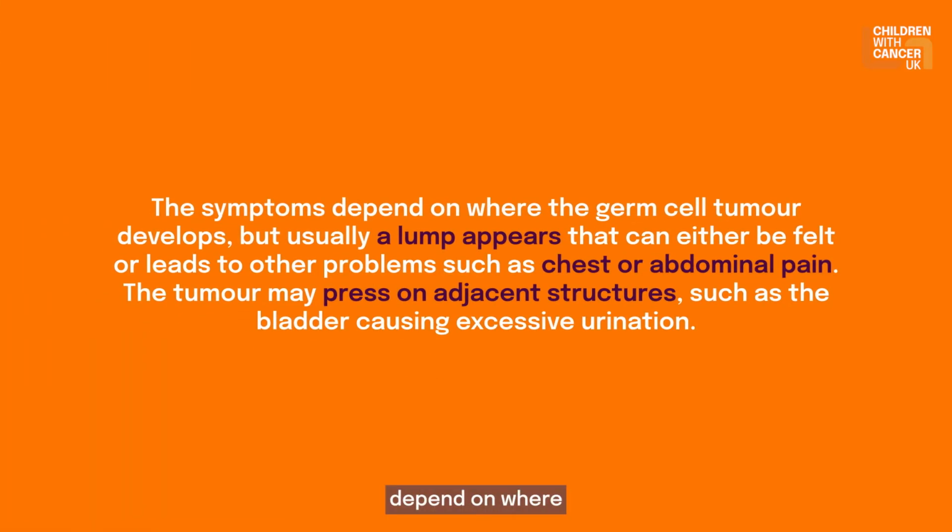The symptoms depend on where the germ cell tumours develop, but usually a lump appears that can be either felt or leads to other problems such as chest or abdominal pain. The tumour may press on adjacent structures such as the bladder, causing excessive urination.